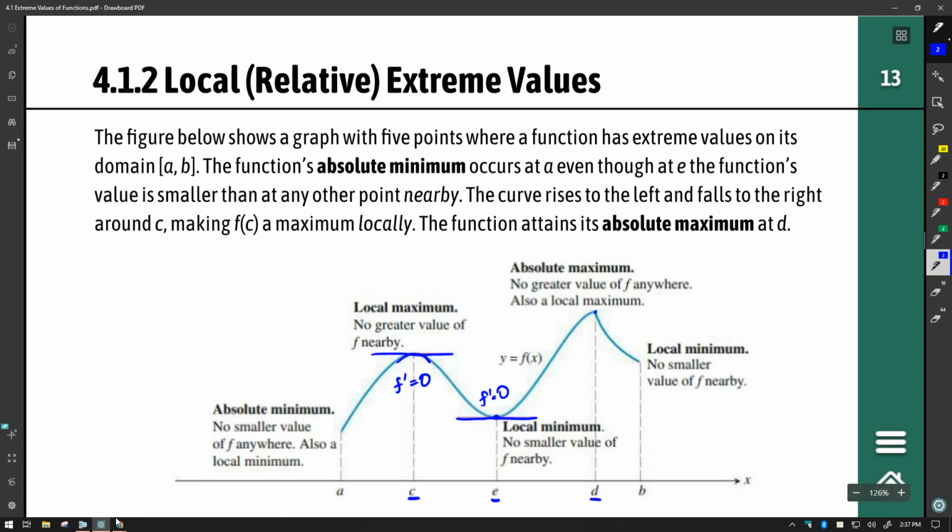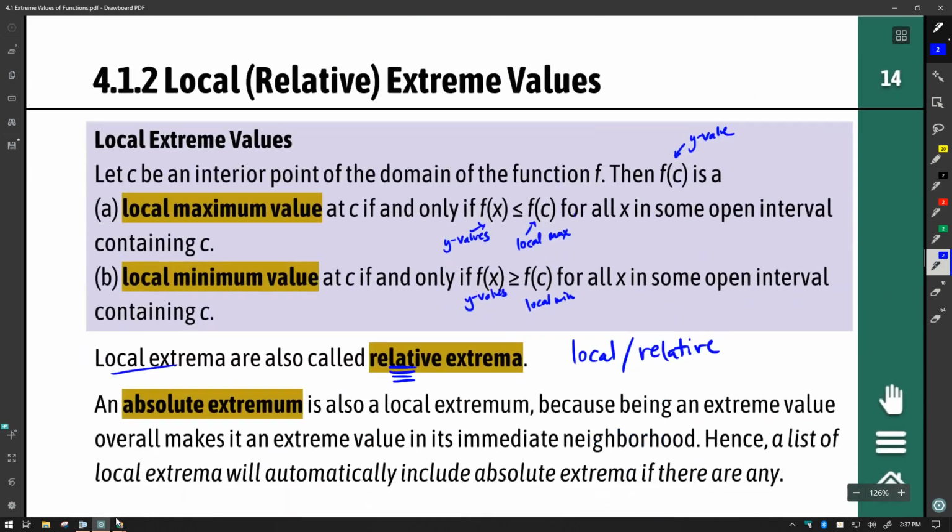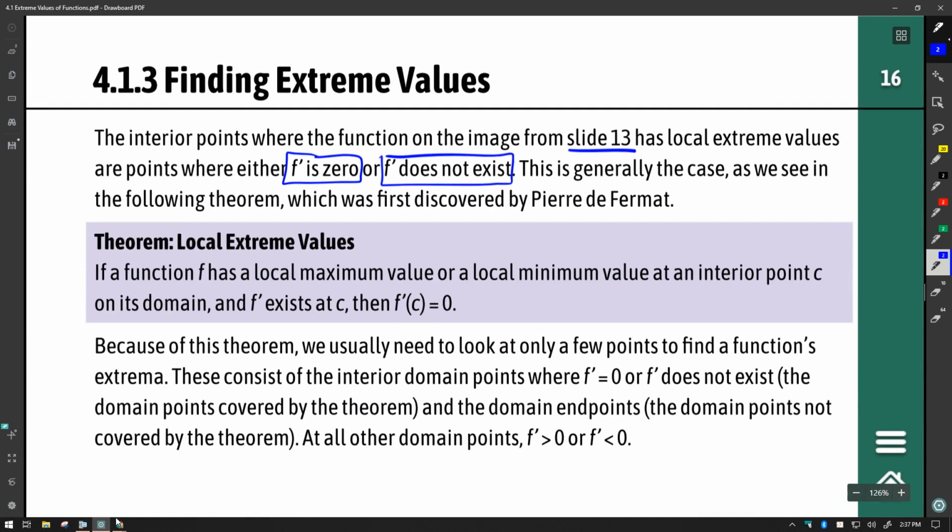F prime is 0. And then another absolute maximum, or actually relative maximum, too, here at x equals d, has a point where we could believe that f prime does not exist because we can see that a tangent line coming in from the left, or derivative from the left, would not match up with derivative from the right. So we would have f prime does not exist. And so that sentence at the beginning here of slide 13 makes sense.